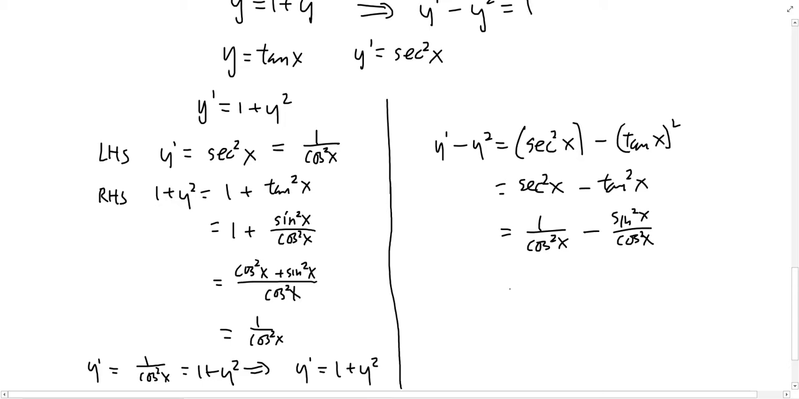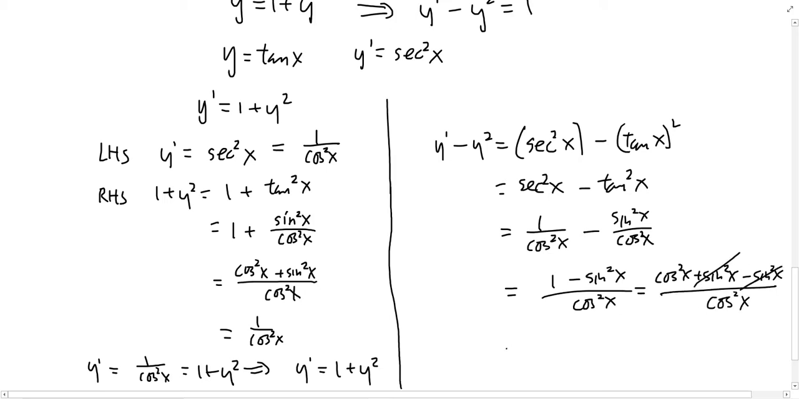And then we'll combine these two things together, so it becomes 1 minus sine square x over cosine square x. And some of you hopefully recognize that 1 minus sine square x is equal to cosine square x, but if you don't, notice that 1 can be rewritten using the Pythagorean identity as cosine square x plus sine square x, then minus sine square x, over cosine square x. So these two things cancel out, leaving you with cosine square x over cosine square x, which just so happens to be 1. Therefore showing that 1 is equal to y prime minus y squared.